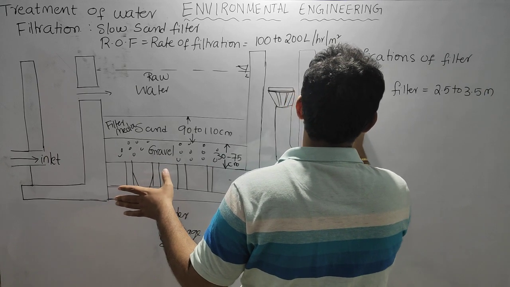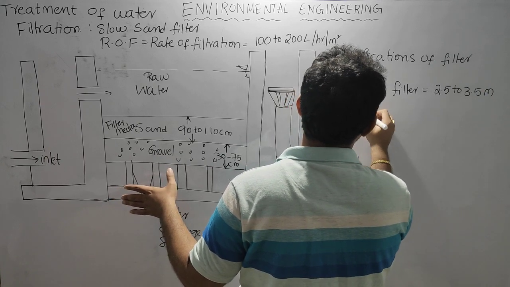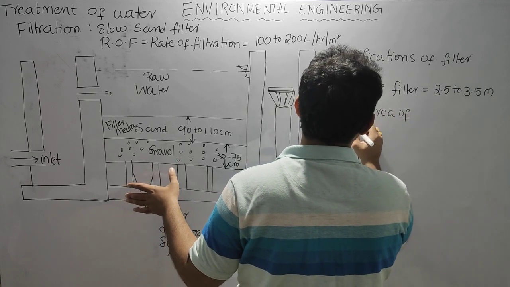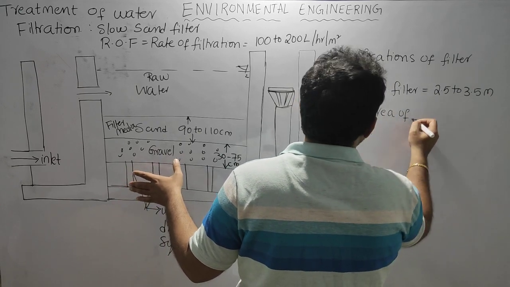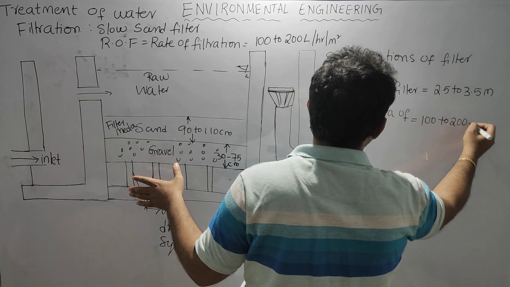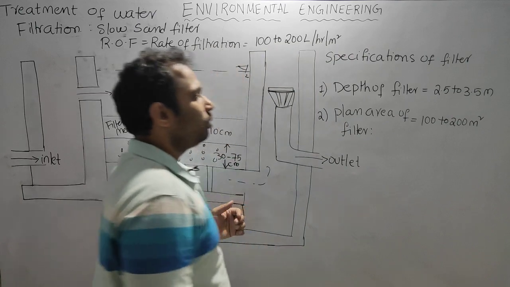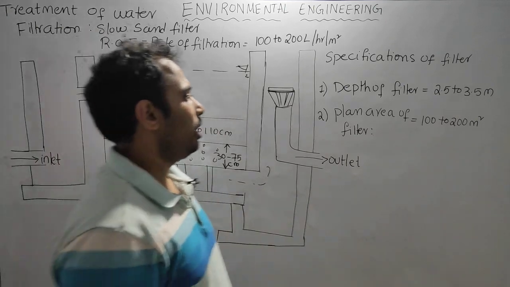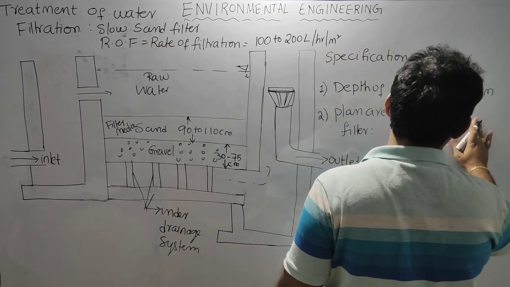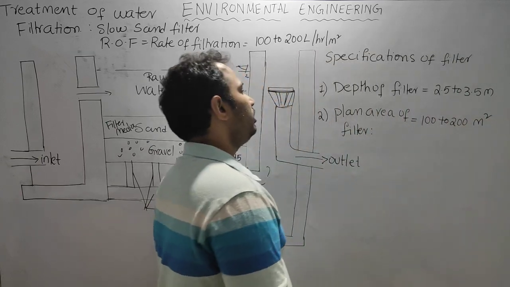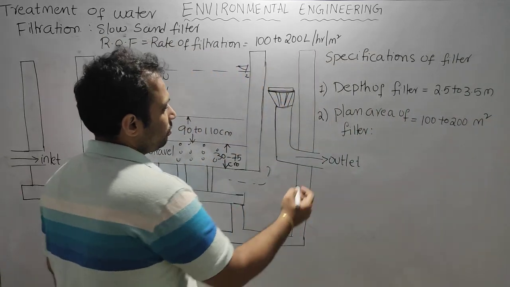And the plan area of the filter will be very large, approximately 100 to 200 square meters, very large plan area. Sometimes it is not 100 to 200 square meters. A very large plan area is needed to construct this filter.